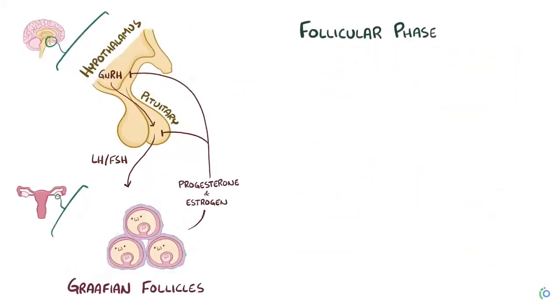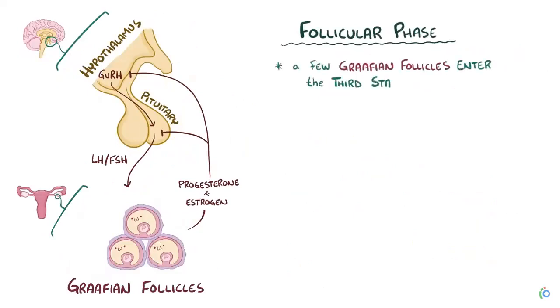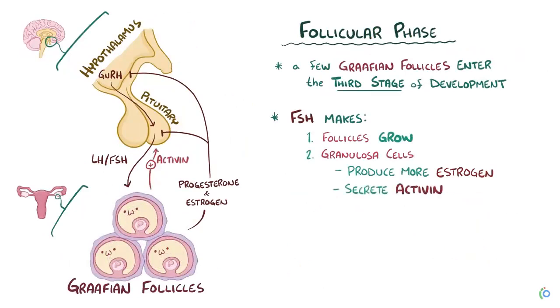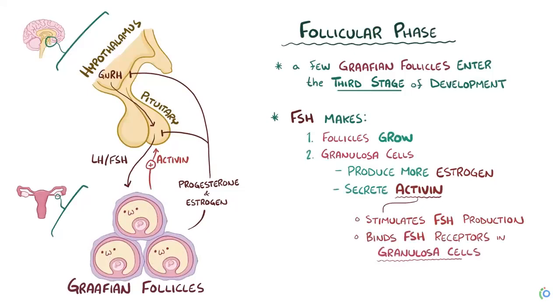During the follicular phase of each menstrual cycle, the few fast-growing Graafian follicles enter the third stage of development. Pituitary FSH makes the follicles grow, and it also makes granulosa cells produce more estrogen. In addition to estrogen, the granulosa cells also secrete a hormone called activin. And activin stimulates FSH production, as well as binding to FSH receptors, and it stimulates the activity of granulosa cell aromatase as well.